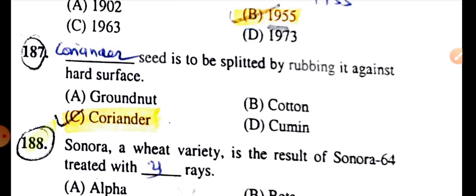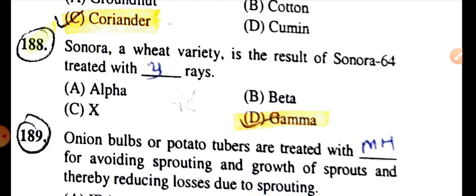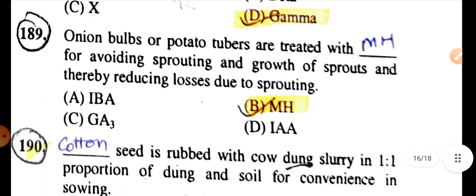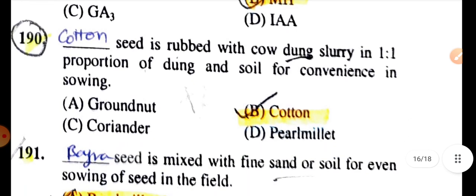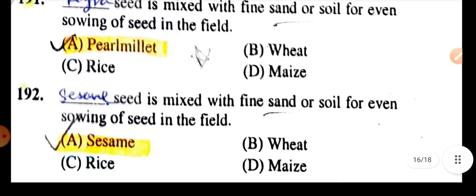Coriander seed is split by rubbing against a hard surface. Sonalika, a wheat variety, is a result of Sonora 64 treated with gamma rays. Onion bulbs or potato tubers are treated with maleic hydrazide to avoid sprouting and thereby reduce loss from sprouting. Cotton seed is rubbed with cow dung slurry in a 1:1 proportion of dung and soil for convenience of sowing. Bajra seed and sesamum seed are mixed with fine sand or soil for even sowing of seed in a field.